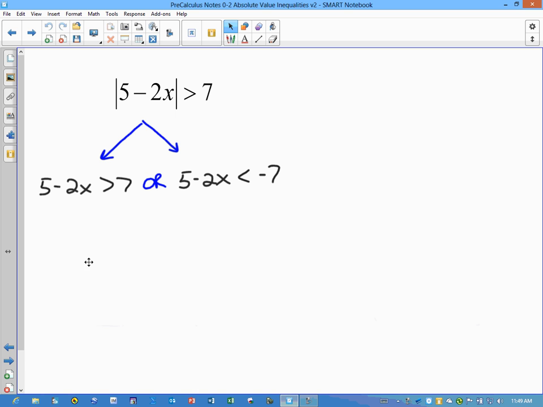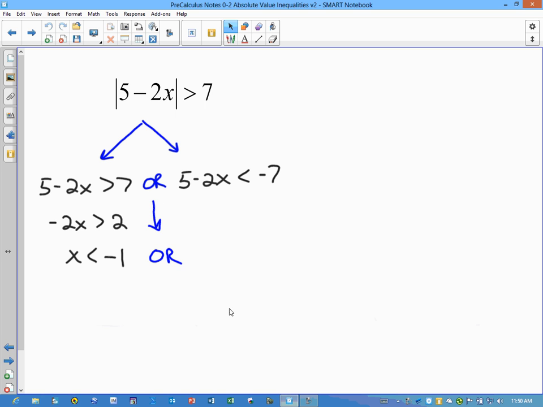Now on the first inequality, we subtract 5 from both sides to give us this line, then divide both sides by a negative 2, and this is where you do have to be careful. Whenever you divide both sides by a negative number, you must reverse the direction of the inequality. So dividing both sides by negative 2 gives you x is less than negative 1, because we have to change the greater than to a less than.